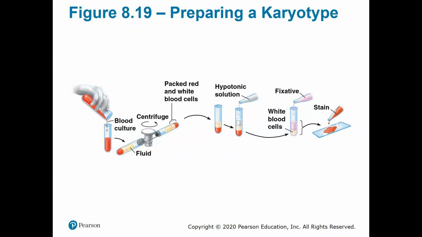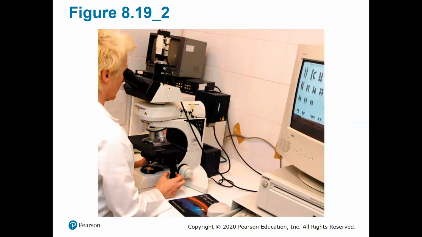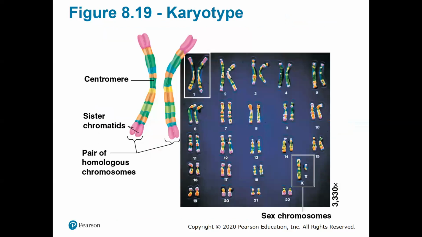For example, you can do this with your cheek cells. Someone in a lab will do this process, and then they will create your karyotype. This is a representation of a karyotype, in that you will pair your homologous chromosomes. You see how they're aligned here.